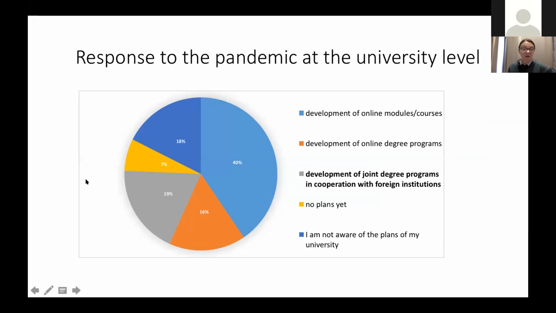However, at the university level, in the response to the pandemic, institutions see that there is space for improvement and for functioning even in these extreme conditions. And the promising part here is that almost 20% of surveyed universities told that they consider and plan development of joint degree programs in cooperation with foreign institutions, which is a very helpful initiative in terms of stabilizing brain drain and boosting brain circulation.